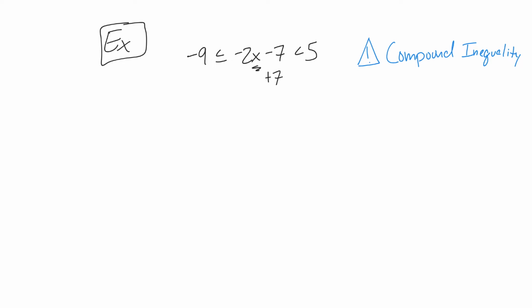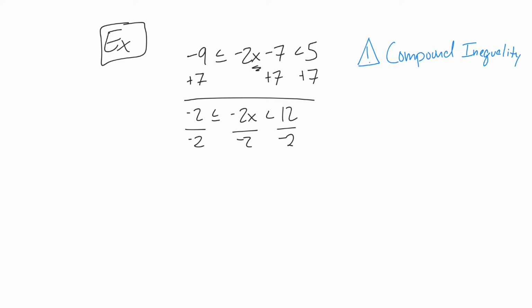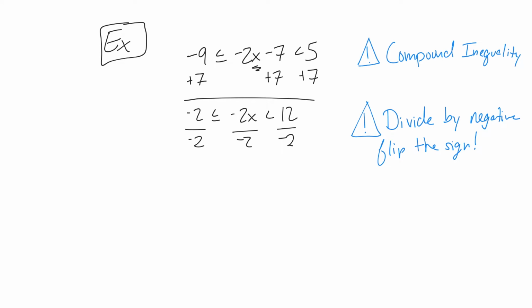First thing I'm going to do is add 7 to everything. That's going to leave me with -2 is less than or equal to -2x is less than 12. All right. Now I'm going to divide everything by -2. But I have to be careful: when you divide by a negative, we have to flip the sign, or signs in this case. So we're going to have 1 is less than or equal to x is less than -6.